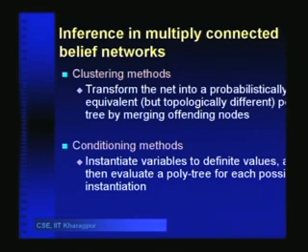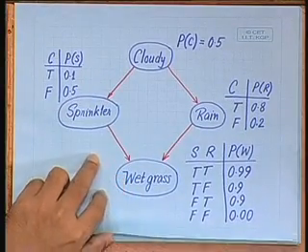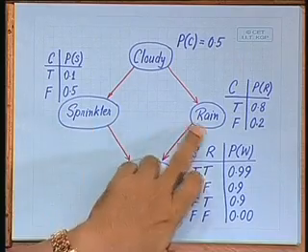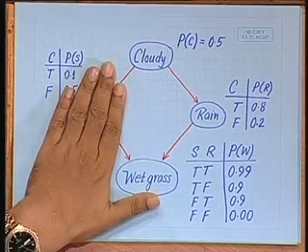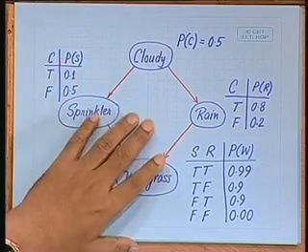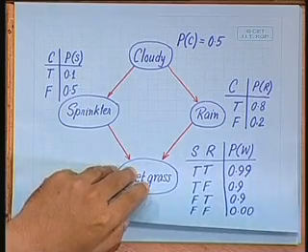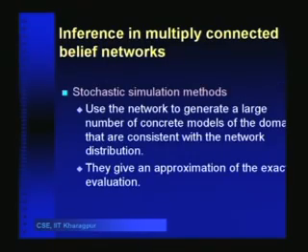Another approach is conditioning methods, where we instantiate variables to definite values and then evaluate a polytree for each possible instantiation. Okay. So, the idea is that we have this multiply connected belief network. What we are going to do is instantiate one of these variables to some definite value, right. So, that is going to take off that part, and then we evaluate the remaining network, which is a polytree.